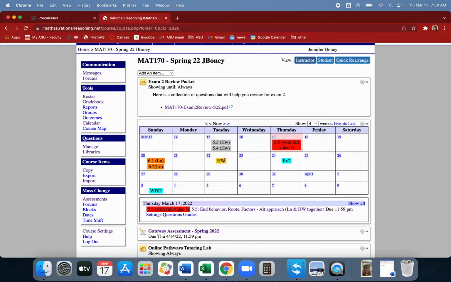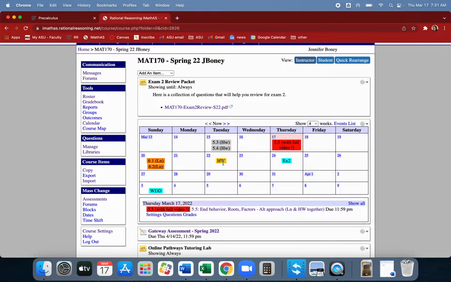Oh, I didn't put, this is 6.1 and 6.2 homework. I'll label that a little bit better. But you've got the 5.5 lesson, it's like lesson homework kind of combined. That's due tonight. And then by Sunday, lessons on 6.1, 6.2, which we'll be talking about all today. Those will be due by Sunday.